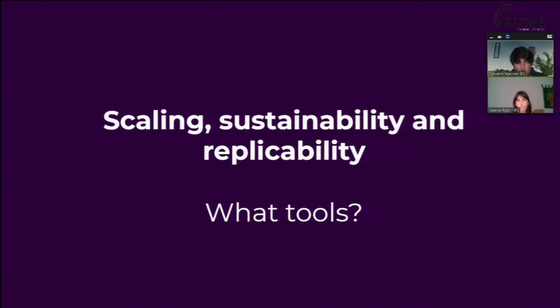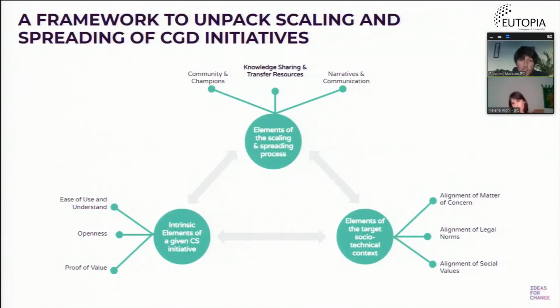So key question for the discipline is, how can we foster scaling, replicability, spreading of citizen science interventions, outcomes, and impact? And to do that, we've recently conducted an extensive research project on the topic. And what we've done is we asked ourselves the following question: what are the factors that influence spreading and scaling of citizen science intervention?